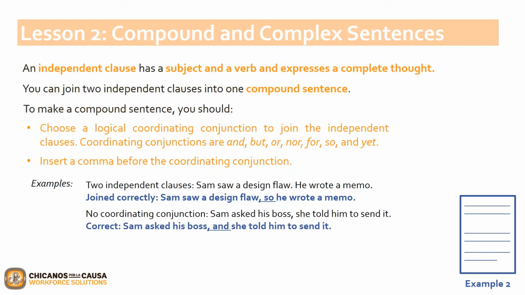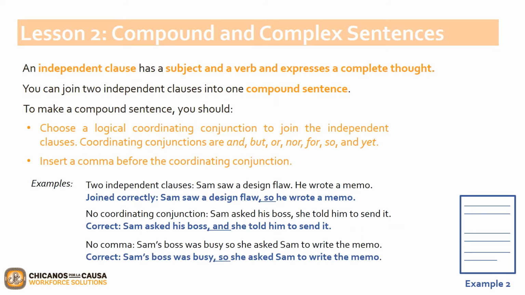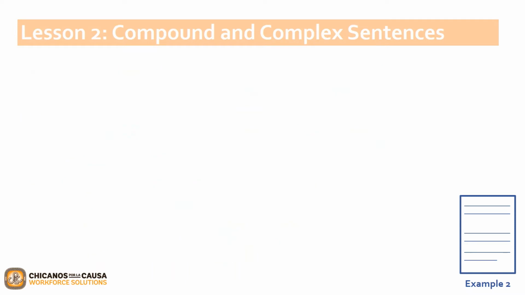Our next example is a sentence that has no coordinating conjunction. It says, Sam asked his boss, comma, she told him to send it. The correct way you would write the sentence is, Sam asked his boss, comma, and she told him to send it. Lastly, our sentence that has no comma says, Sam's boss was busy so she asked Sam to write the memo. The correct way you will write this sentence is, Sam's boss was busy, comma, so she asked Sam to write the memo.